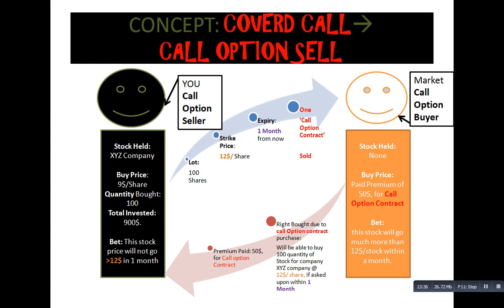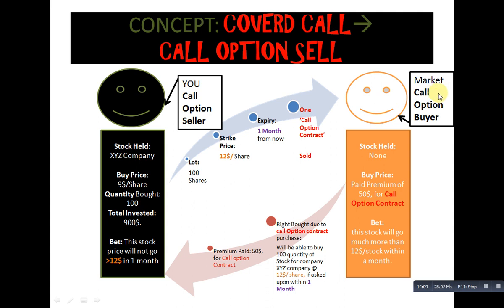Now let us look at the other angle on why somebody would look at buying it, right? Because you think that the price is not going to go above $12, and that's your bet, and that's what you're trying to sell. Why is somebody trying to buy it, and why would somebody try to transact with you from the market? So now look at the right side, which is the orange person. This is somebody who is a call option buyer, and you are a call option seller in this transaction, or the covered call, right?